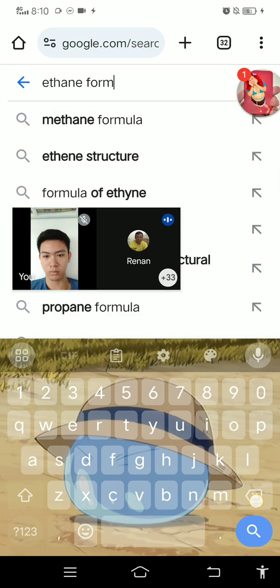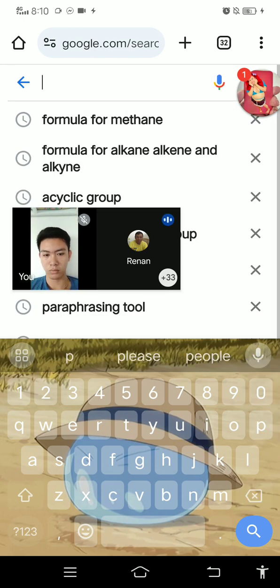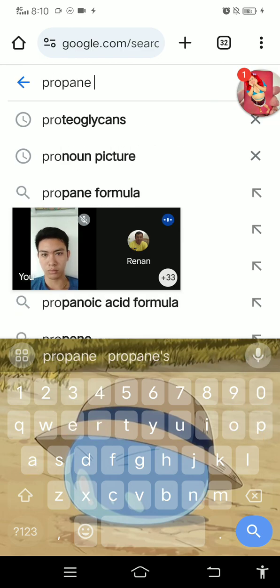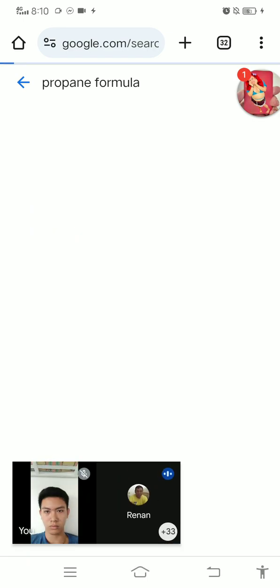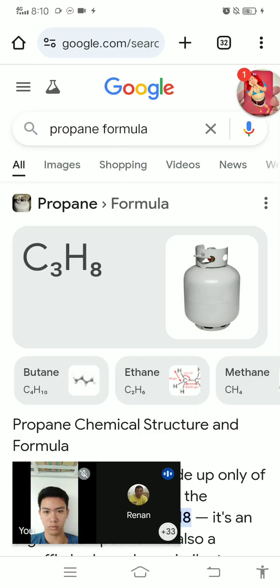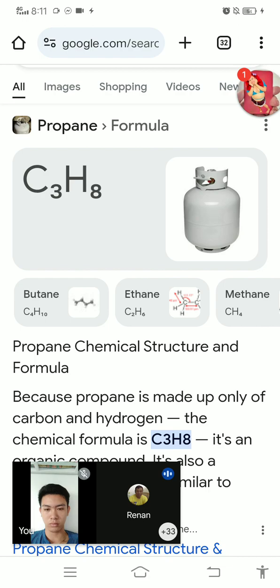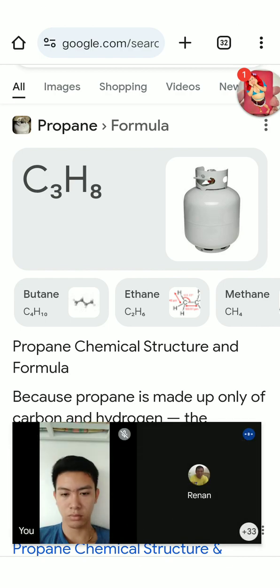So, if it follows like that, even if you don't know the name, if I ask you to classify it as an alkane, alkene, or alkyne, you just have to remember the general formula. So, what is the general formula again, class? Answer me in chorus. What is the general formula for alkane?